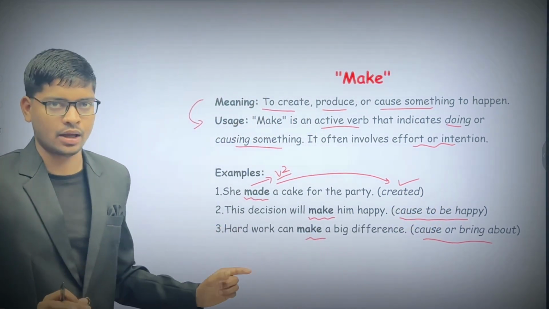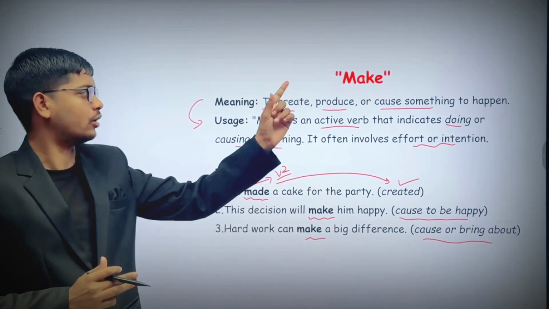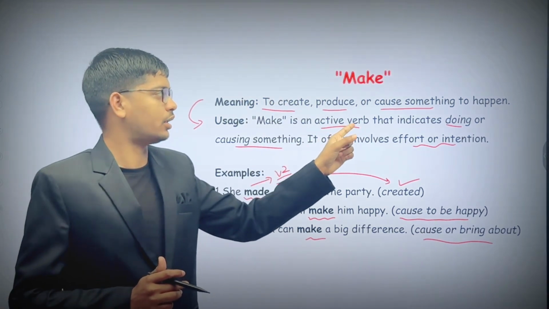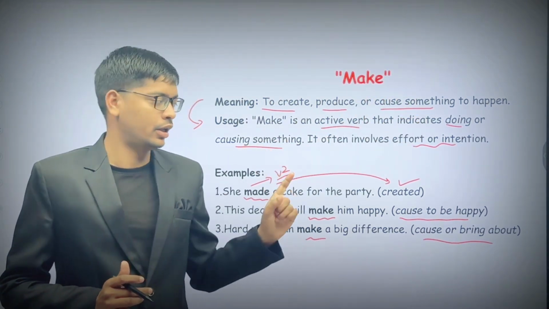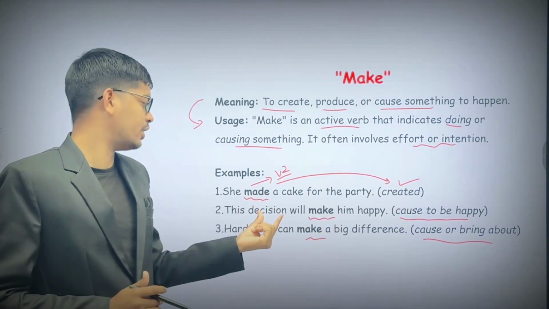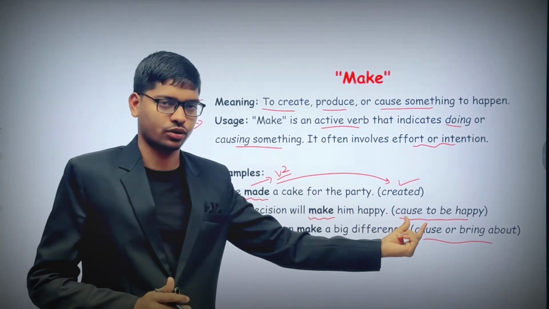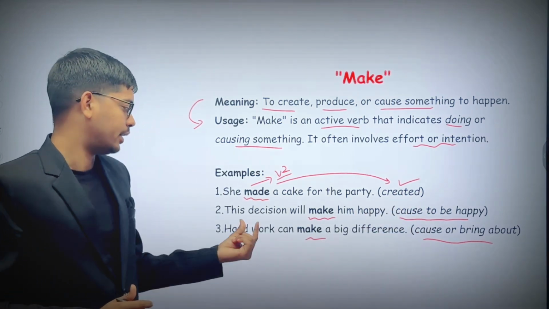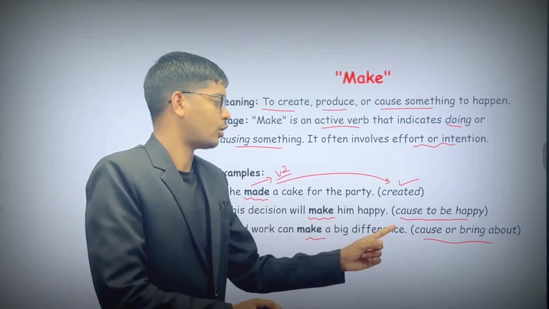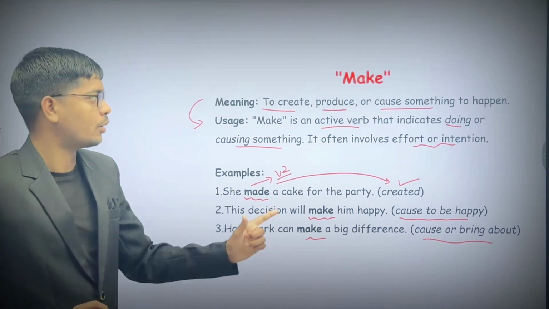So guys, do you understand when we use make? Make is used to create something, to produce something, and to cause something to happen. For example, made a cake: something created. This decision will make him happy: it causes him to be happy. Next, hard work can make a big difference. Here also make means cause or bring about.